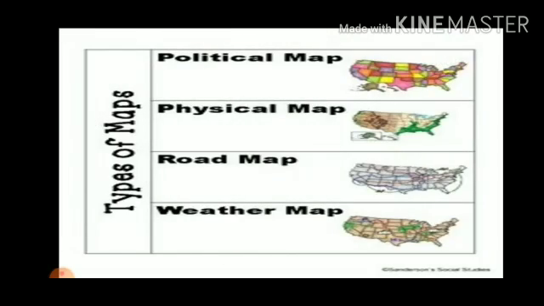Next, there are different types of maps: political maps, physical maps, road maps and weather maps. Maps that show continents, countries, cities and towns are called political maps. Okay. And what is a physical map? Physical maps show mountains, rivers, plains, etc. Okay. And road maps show the direction of the road and a weather map shows the definite weather condition of a place at a definite time. Okay.